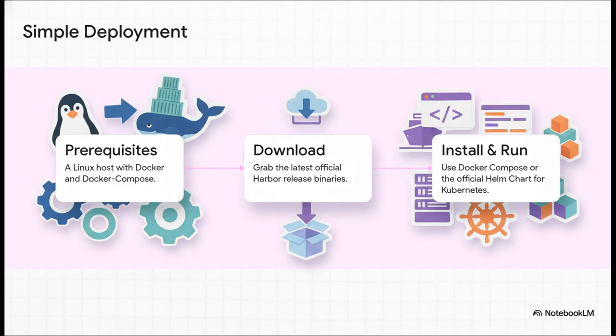Honestly, the process is super straightforward. All you really need is a Linux machine with Docker and Docker Compose installed. From there, you just download the latest release, run a little install script, and bring the whole thing up with a single compose command. And hey, if you're running on Kubernetes, it's even easier. There's an official Helm chart that basically handles everything for you.